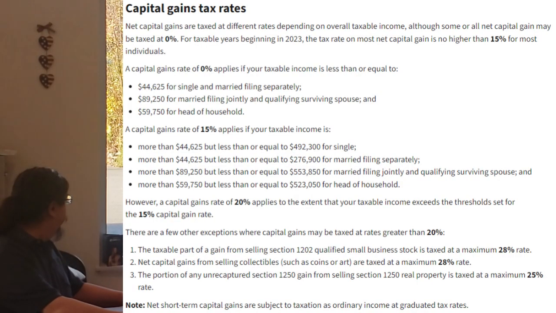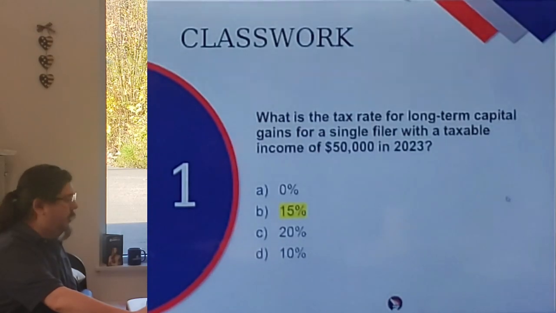So here is from the IRS: 15% for between 44,625 up to 492,300. Sorry. It's 15%.